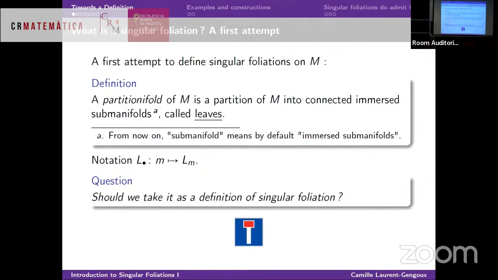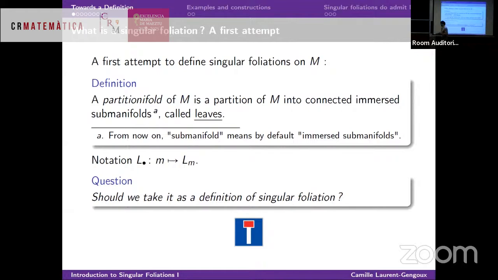So, first question, first problem. What is a singular foliation? Towards the definition, section 1. Just one thing: when I say a submanifold, by default, it's an immersed submanifold. So it may circle around itself.